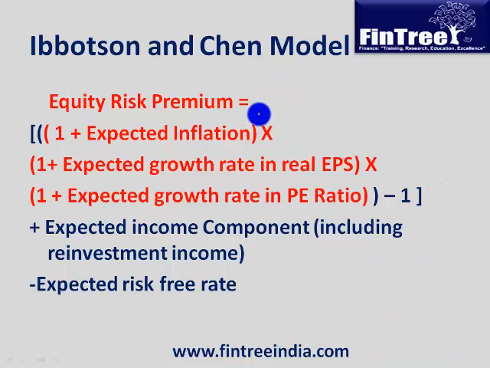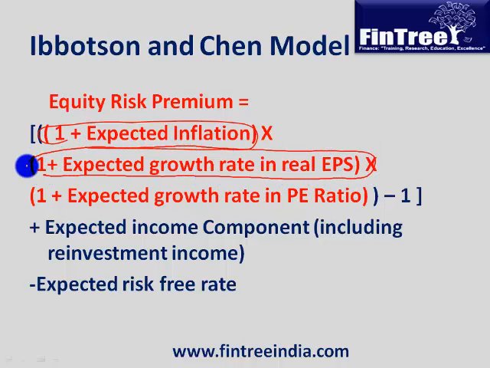EPS would increase for two reasons: if earning actually increases or inflation increases. So the product of these two, 1 plus expected inflation into 1 plus growth rate in real EPS, will give you growth rate in nominal EPS. And if EPS increases by 10% and if P/E ratio doesn't increase, stock price will increase by 10%. But if P/E ratio also increases by 10%, stock price will increase in a compounding fashion.